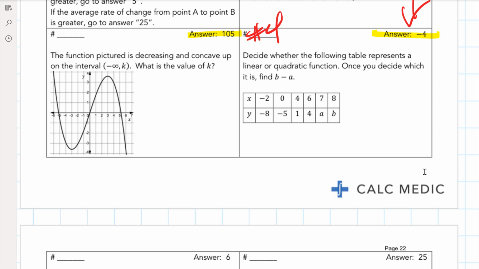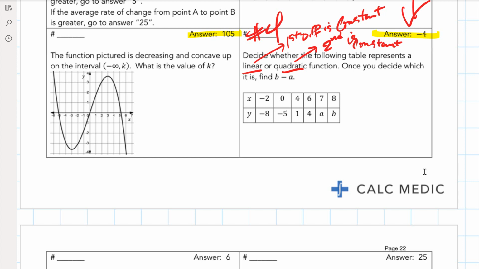So here we go. We're going to decide whether the following table represents a linear or quadratic function. Linear means the first difference is constant. I talked about this in class many times. Quadratic, that means the second difference is constant. So I'm writing down what we know.